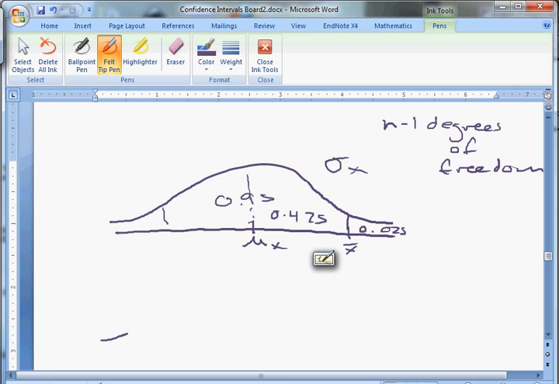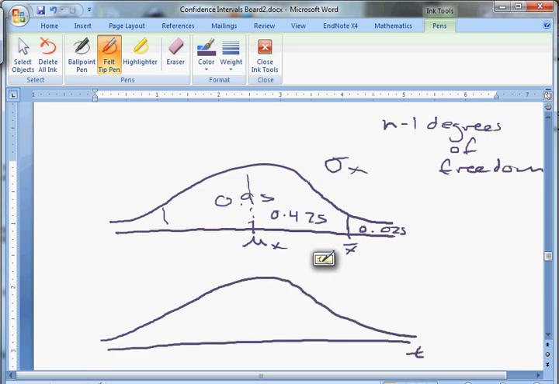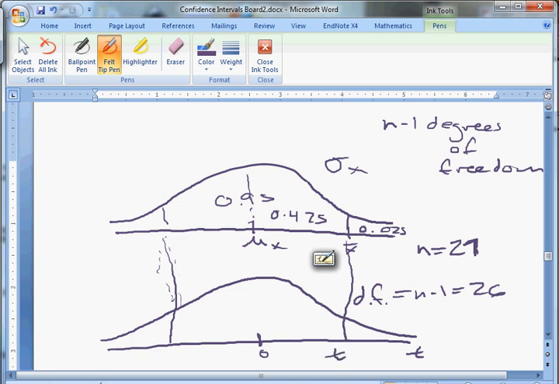Now we're going to relate it to our t-distribution. So we draw a t-distribution. We label it with the degrees of freedom. And let's say we did a sample with size 27. We asked 27 people, okay? So if the degrees of freedom is equal to n-1, we're going to have 26 degrees of freedom, and that tells us which particular t curve we're looking at, right? Now it's centered at 0. We want to know what's the value of t right here that has 0.475 here and 0.025 here. That's what we're asking, right?